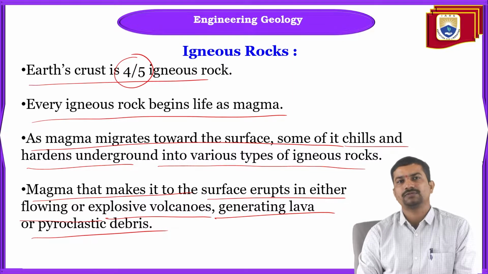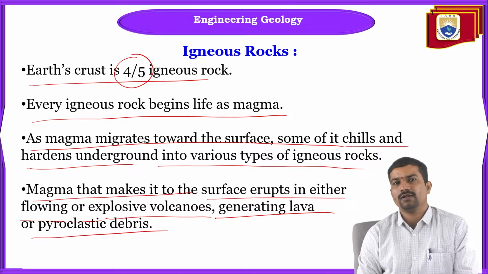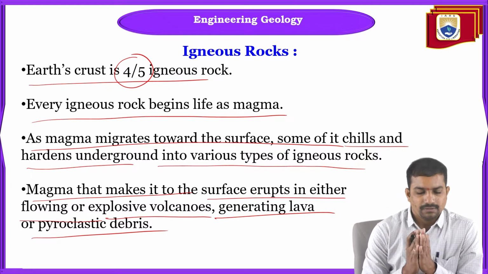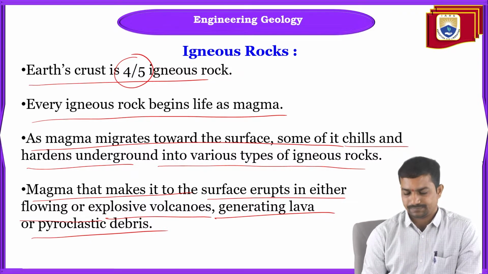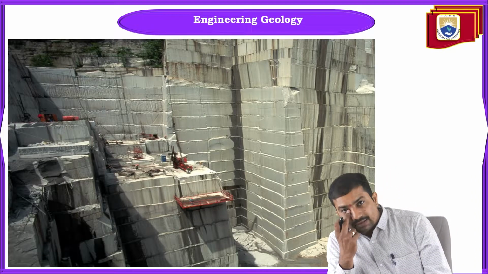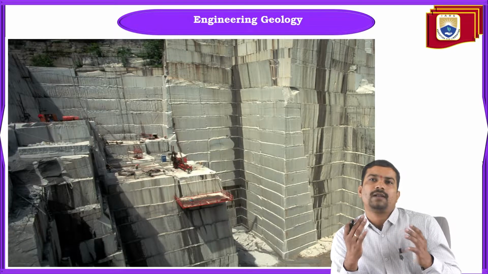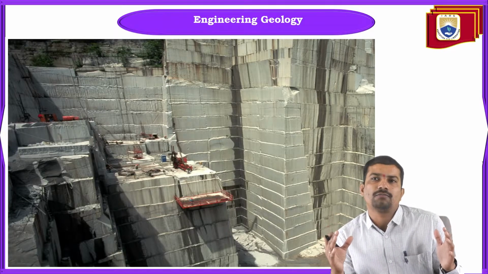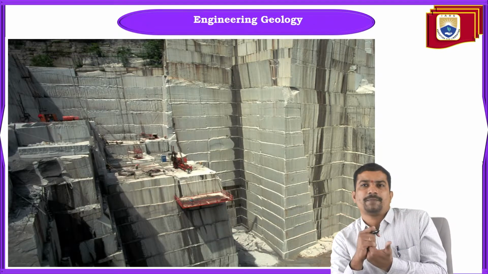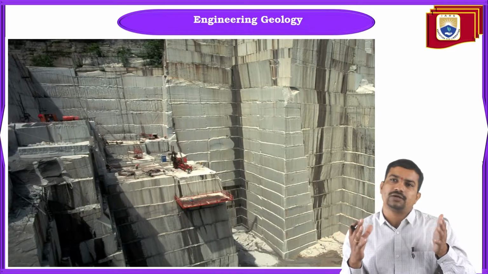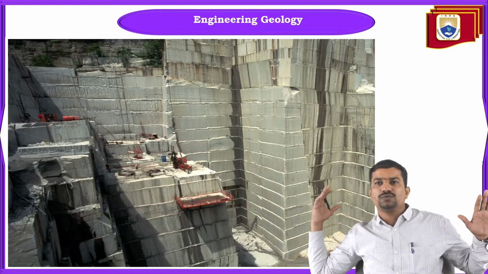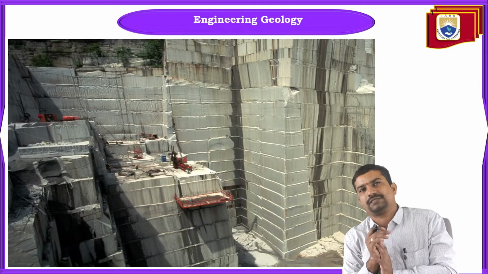So it may either erupt in the form of an explosive volcano, generating lava or pyroclastic debris. We will see more detail. This is quarrying, where a big lump of rock mass is being quarried and used further. We can see there are hundreds of cubic meters of rock mass available, and it is quarried and used for various infrastructural purposes.